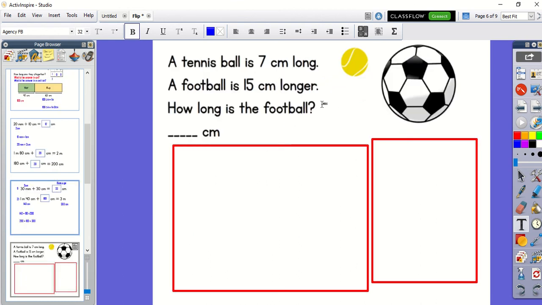Now then, let's have a look at this one. A tennis ball is 7 centimeters long. A football is 15 centimeters longer. How long is the football? Now, if you're thinking that this question is 7 centimeters add 15 centimeters, you're not quite reading the question properly.